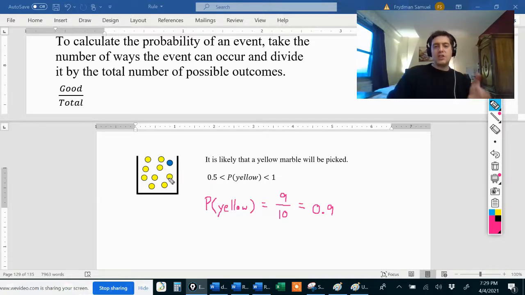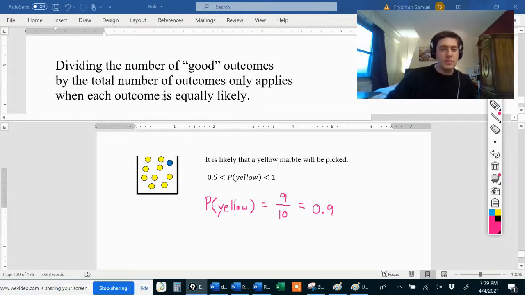So when we have a situation where something is likely to occur, where most of the outcomes are good outcomes, but not all of them, then we will end up with a probability which is greater than 0.5 but less than 1.